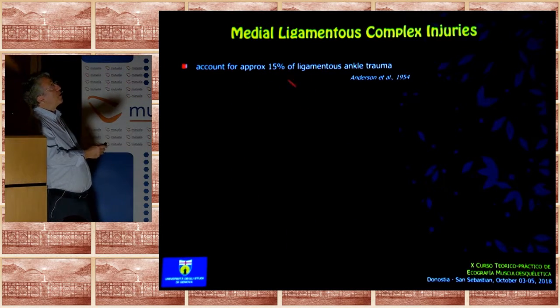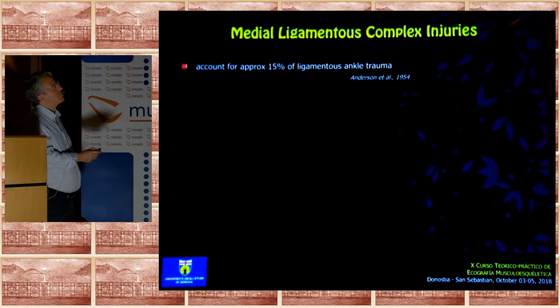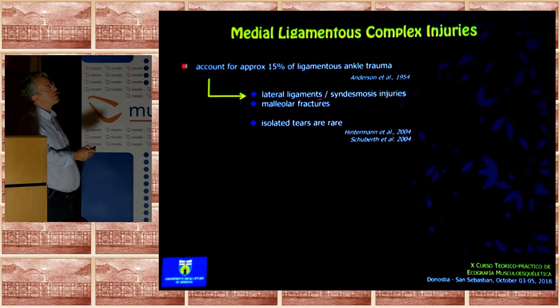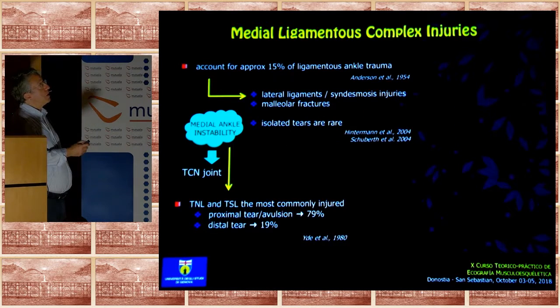So remember that the medial ligamentous complex injuries account for approximately 15% of ligamentous ankle trauma. They may be associated with a lot of other conditions. In an isolated form, they are really rare, and they may produce medial ankle instability, especially at the level of the talocalcaneonavicular joint. So the tibiospring and the tibionavicular, this is not really known, but the most commonly injured, or at least this was reported in literature.